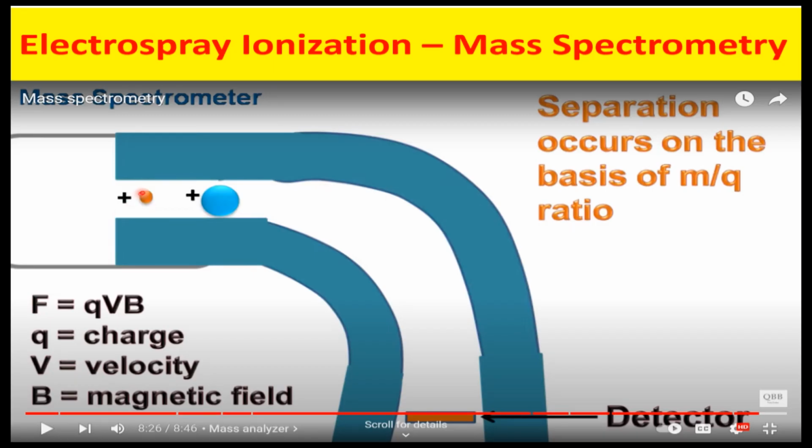See here, more clarity on it. The bigger ions and the smaller ions. Obviously, as I told you, the smaller ions will overtake the bigger ions and hit the detector faster, creating peaks closer to the zero origin rather than the bigger ions.